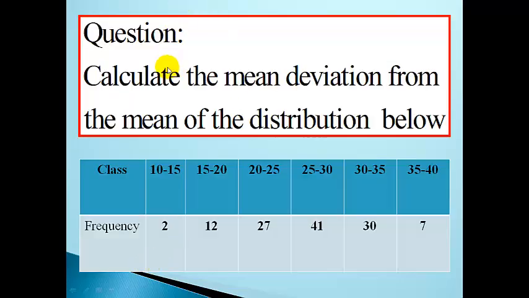Now let's look at this question. Calculate the mean deviation from the mean of the distribution below. We have the class and the frequency. 10 to 15, the frequency is 2. 15 to 20, 12. 20 to 25, the frequency is 27. 25 to 30 is 41. 30 to 35 is 30. And 35 to 40 is 7. You are supposed to calculate the mean deviation from the mean of the distribution.